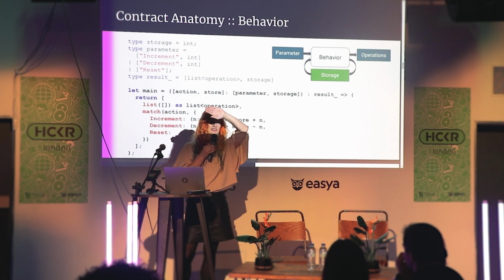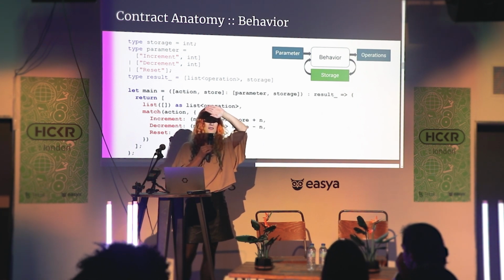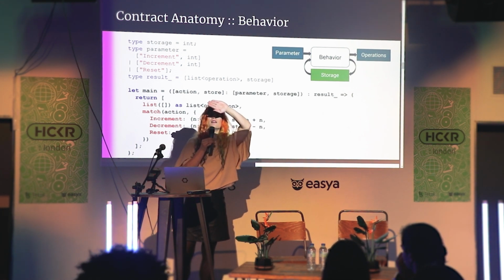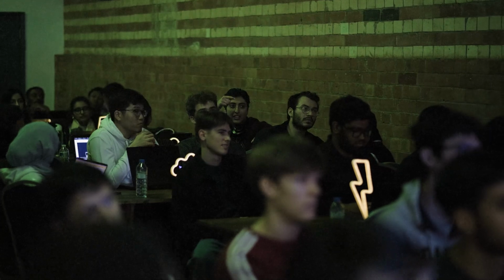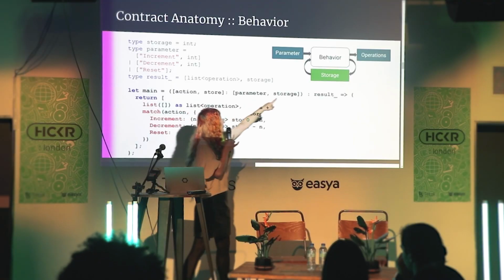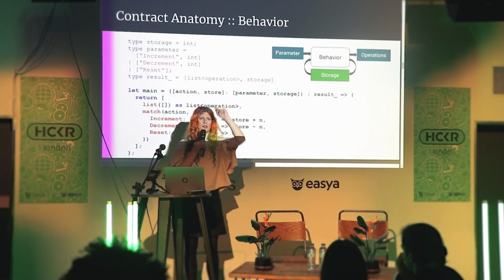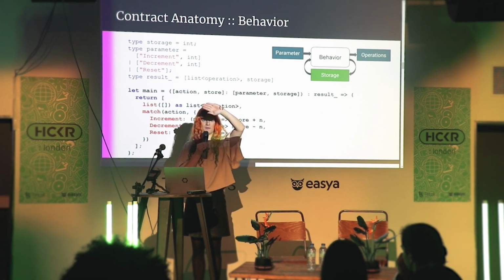You know how in Solidity they have emits? You emit messages. Is there something similar in LIGO? Yes, so the operations here would contain basically messages that you emit to other contracts.